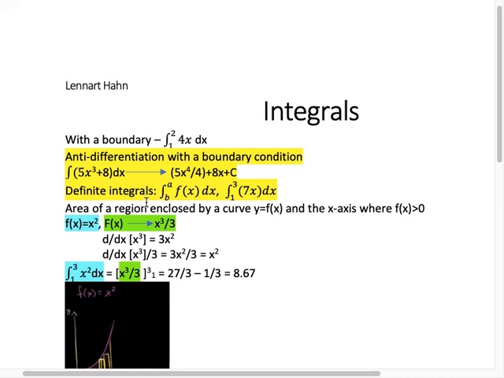And now we have to ask ourselves, what do we have to do to this 3x squared to make it x squared? Divide by 3, because 3 divided by 3 is 1. So therefore we do 3x squared over 3. And what we do to one side, we also have to do to the other side. So x cubed over 3, and that obviously equals x squared, because 3 over 3. And that's why x cubed over 3 is the antiderivative of the function x squared. Does that make sense?